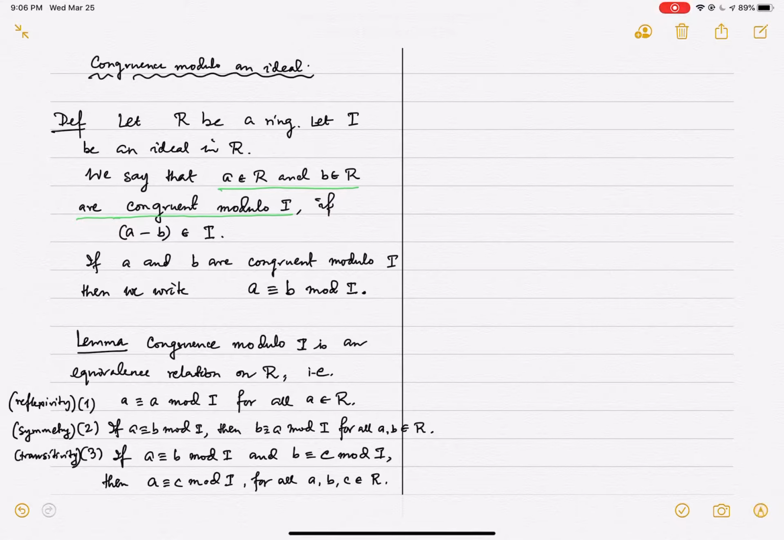Okay? And we prove that this relation of congruence modulo I is an equivalence relation, meaning every element is congruent to itself. If A is congruent to B, then B is congruent to A. And if A is congruent to B and B is congruent to C, then A is congruent to C. This holds for all A, B, C. Now, because this is an equivalence relation, if you remember, it defines a partition of the ring R. So here's the ring R. Here's a cartoon of the ring R.